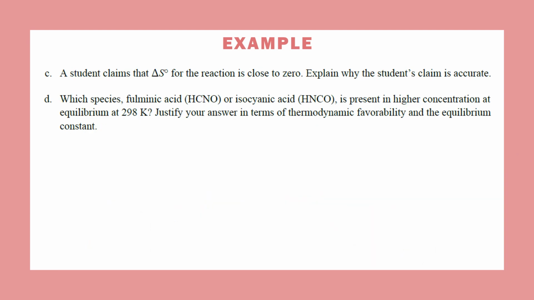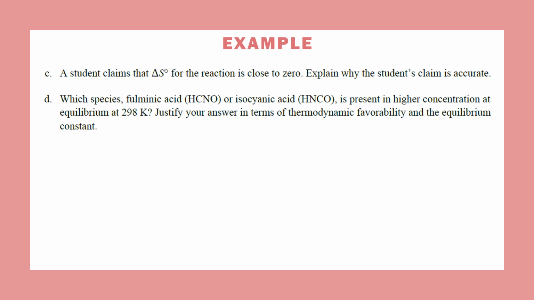So a student claims that delta S for that reaction is close to 0. Explain why the student's claim is accurate. So you were going from just one isomer to another isomer. They have the same number of molecules of both, same state of matter. They're just rearranging how the atoms are organized. So that's why it's close to 0, because the entropy of the reactants and products are both very similar. So the change in entropy is close to 0. And that was just one point.